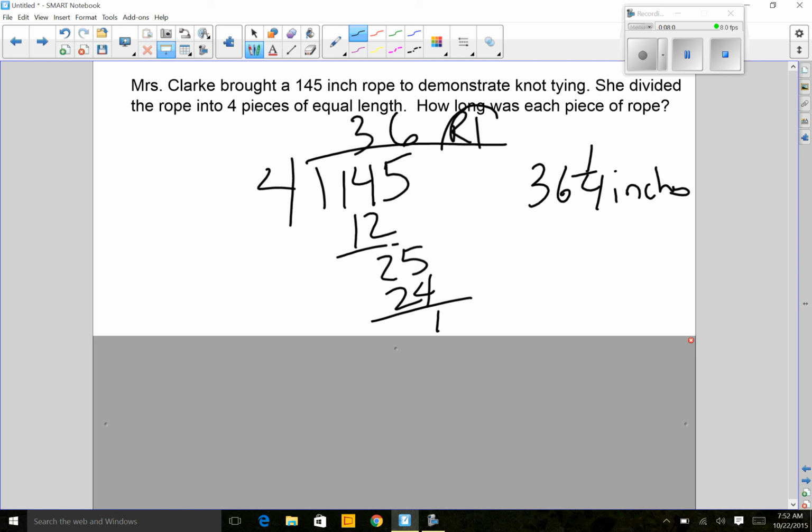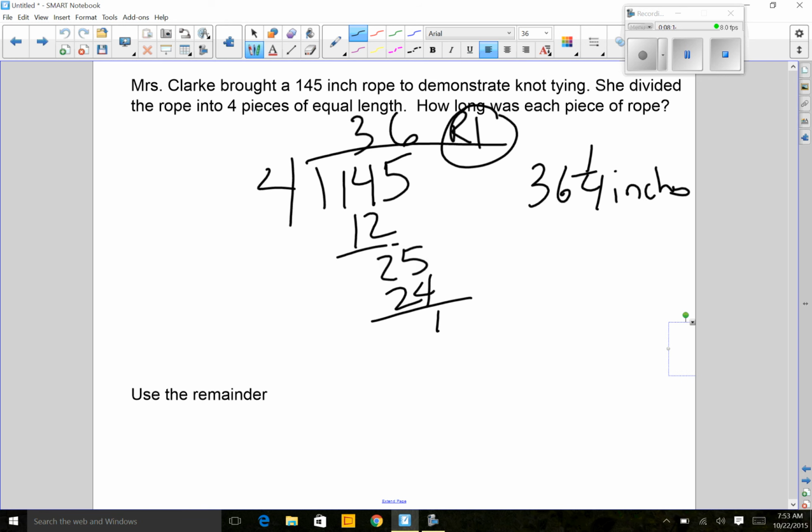Because now this remainder 1, that's a little bit more rope. The rope isn't just exactly 36 inches. It's a little bit more than 36. It's 36 with a remainder of 1. So in this case, we are going to use the remainder.